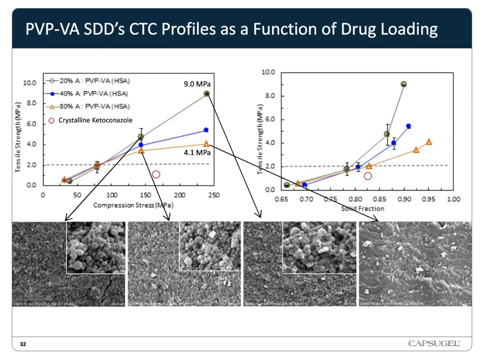Okay, so this slide shows the same thing as the previous slide, except for the PVP-VA SDDs. And in this case, we also see the tabletability improve with lower drug loading, but really there's a caveat. The formulations only diverge after about a solid fraction of 0.8. So if the target tensile strength for a tablet is 2 megapascal, one may infer that there is no impact of drug loading.